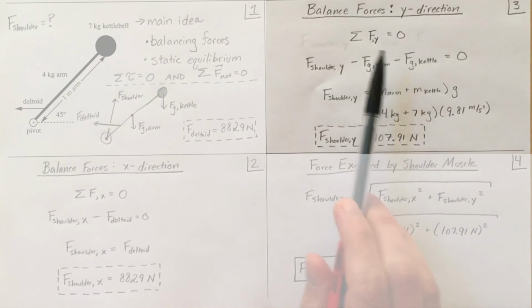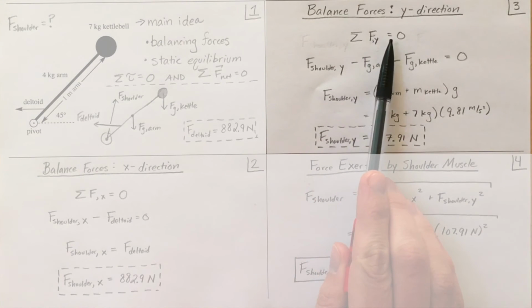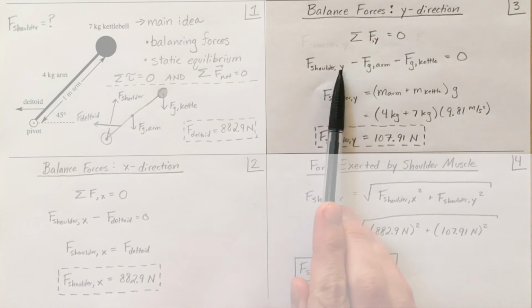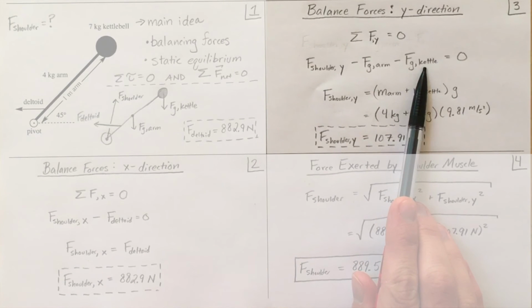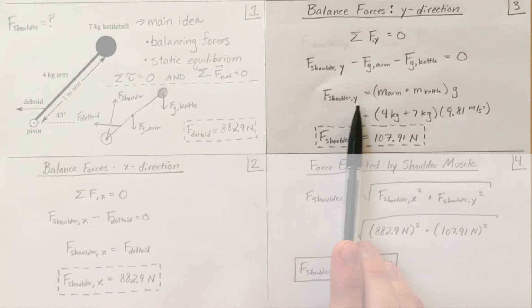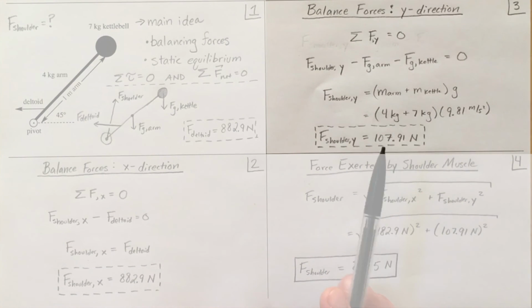To find the y component of the shoulder force, we sum all of the forces acting in the y direction and set that sum equal to 0. These forces are the y component of the shoulder force and the two gravity forces, one acting on the arm and the other acting on the kettlebell. We solve this equation for the shoulder force y component and then substitute in the numbers that we know to find that the y component of the shoulder force is 107.91 newtons.